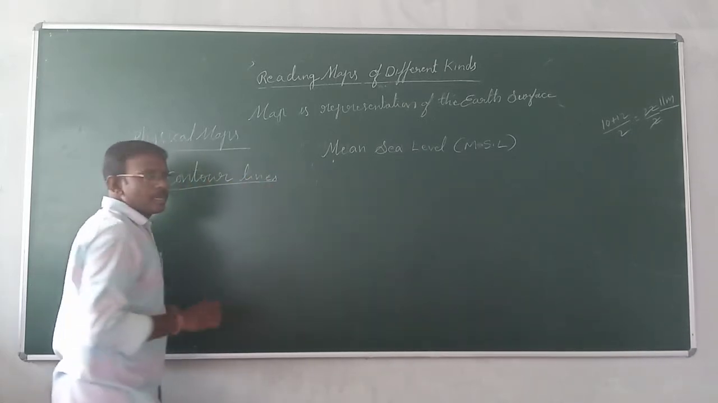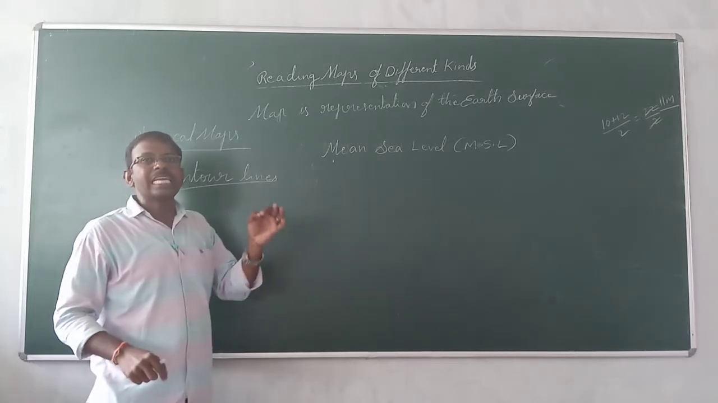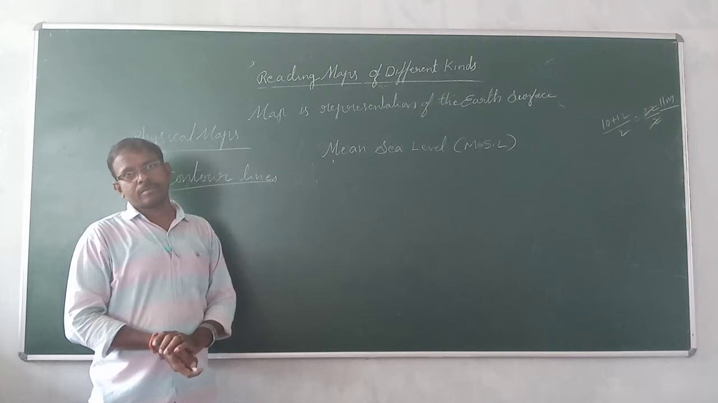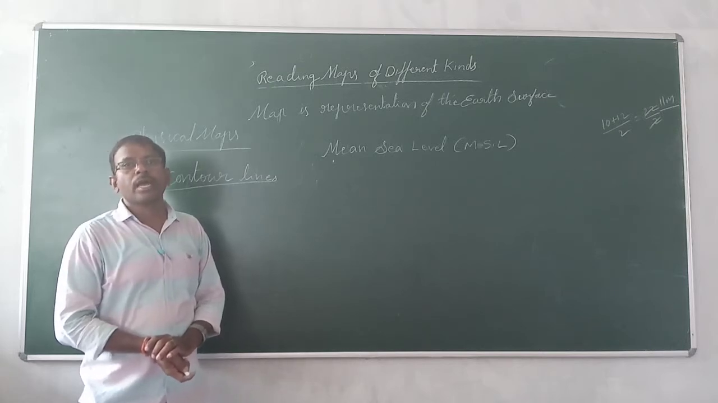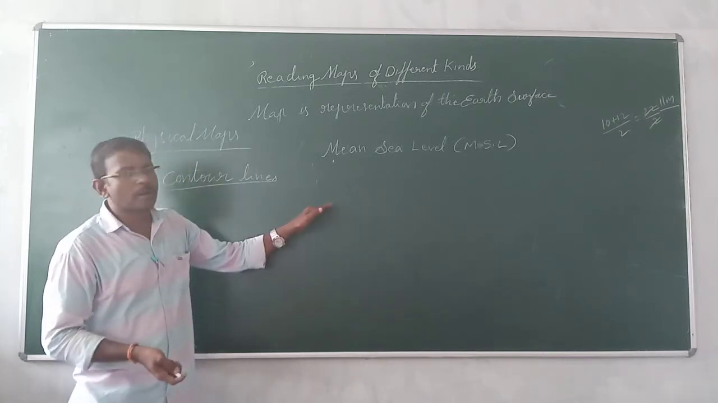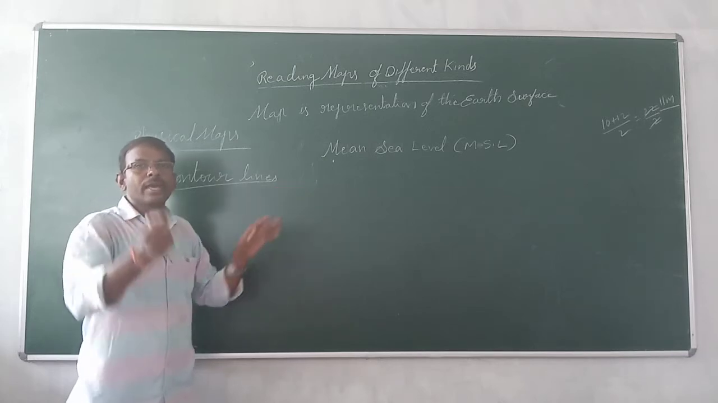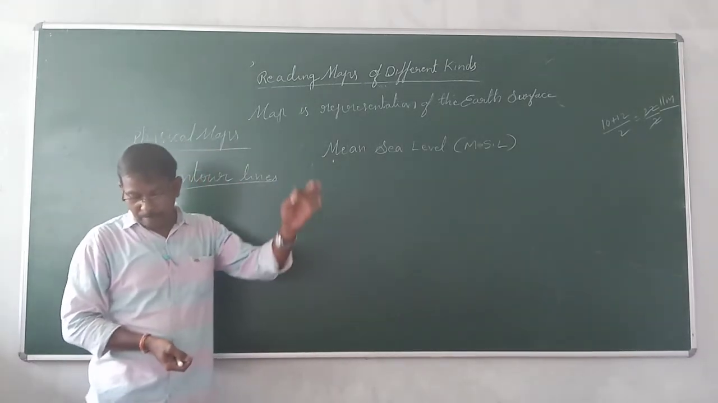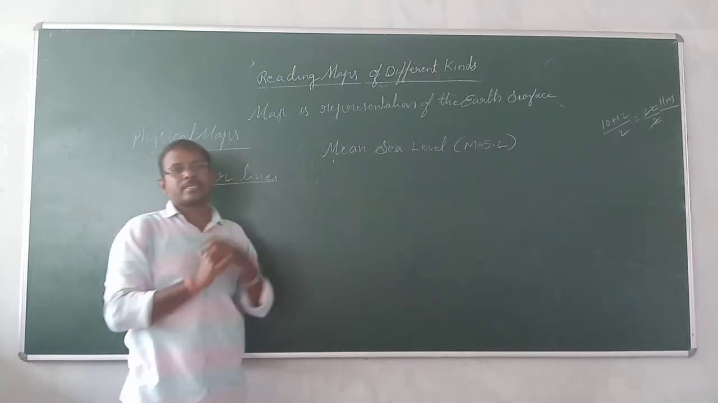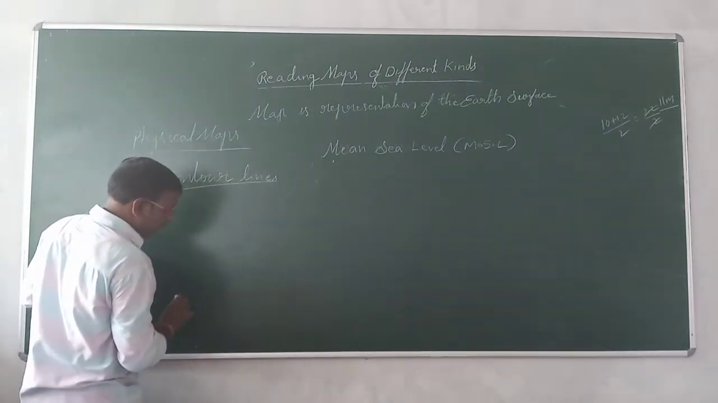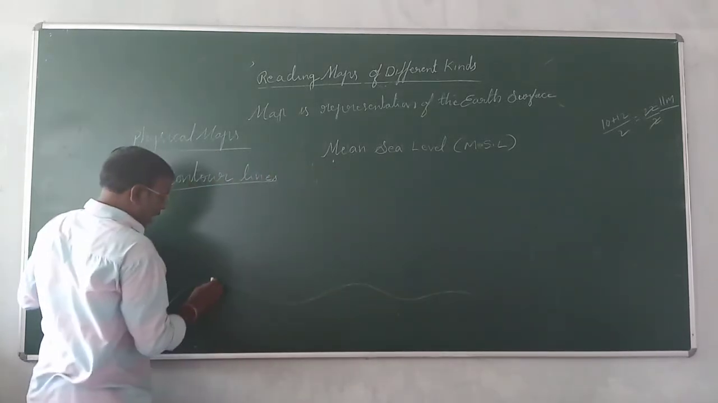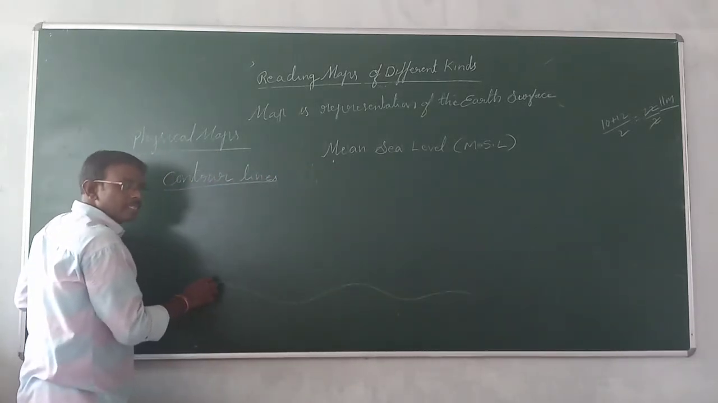Contour lines are lines with equal heights. Which lines have equal heights? The lines which have equal heights from the sea level are known as contour lines. A contour line joins the places with equal heights. See here, this is one of the landforms, and from here the lines will join.